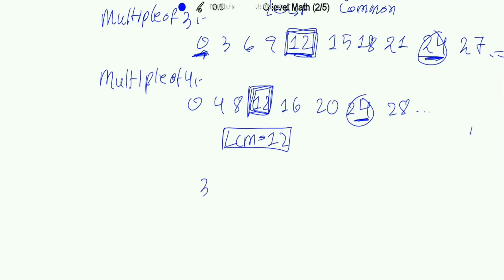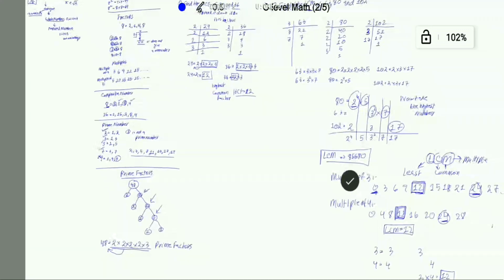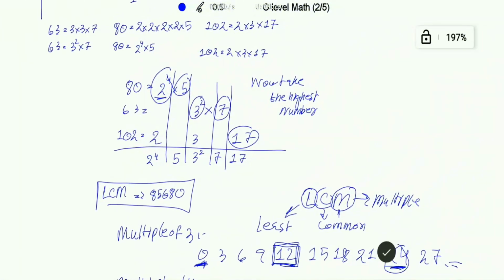So 3 has a factor of itself, 3 ones are 3, and 4 is a factor of 4. If you try to take the LCM, then 3 will be here, 4 will be here, and 3 multiplied by 4 is equal to 12, which is the LCM. Okay, so this is topic 1, numbers. The topic is completed, and just so you know, this is how you take the LCM.